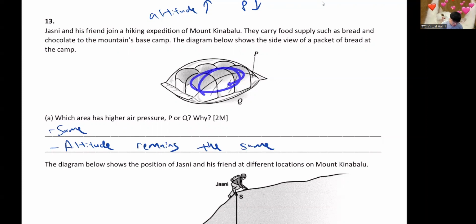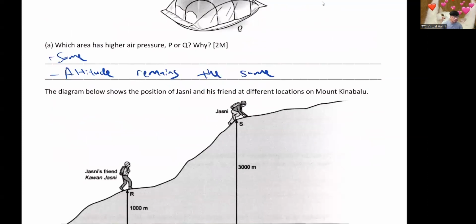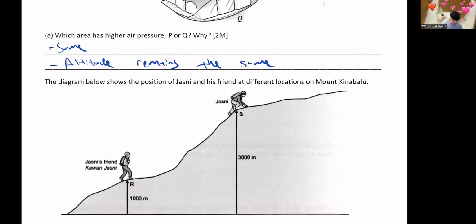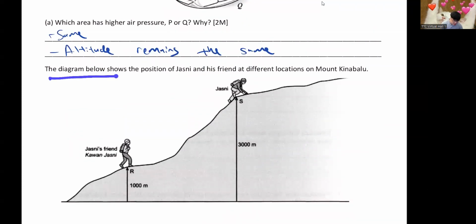Okay, that means the pressure inside and outside is the same, right? Assuming that the base camp and the bread factory have the same altitude. So now, when she started climbing, the diagram below shows the position of Justin and his friend at different locations of Mount Kinabalu.